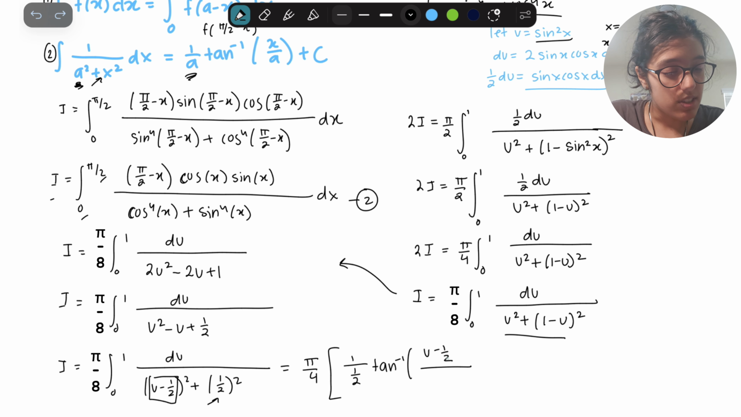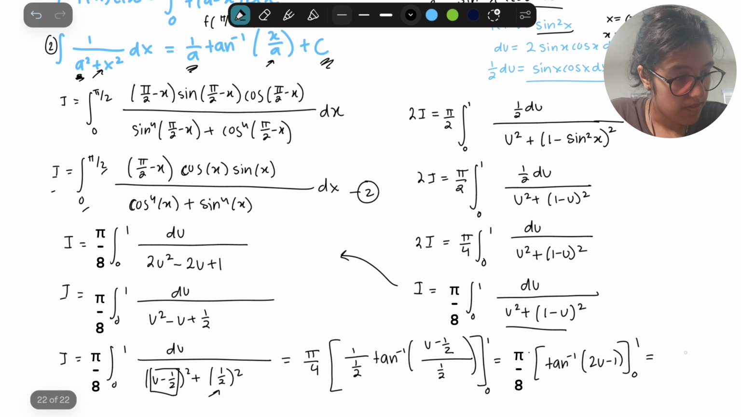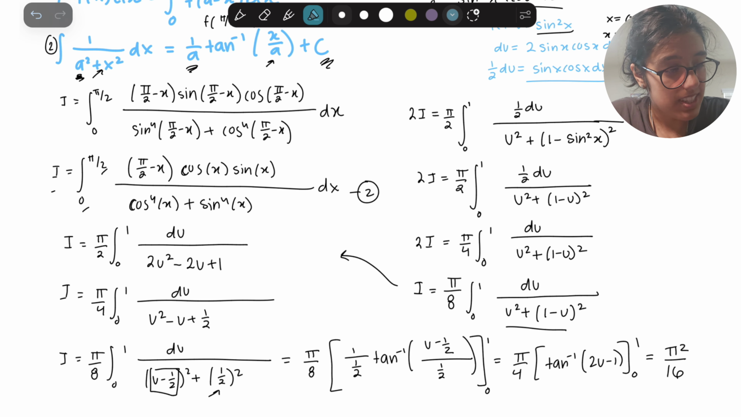So we have u minus 1/2 over a. A we said was 1/2. And then we don't need this plus c since we're doing definite integrals. So 0 to 1. Let's simplify this. And our final answer, once we have simplified, is equal to pi squared over 16.